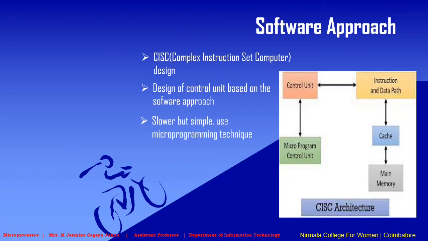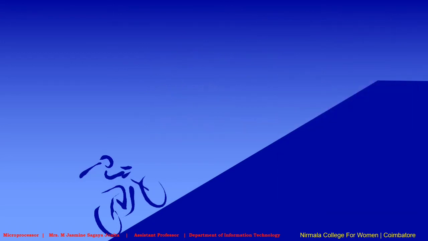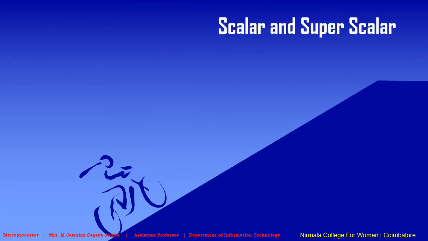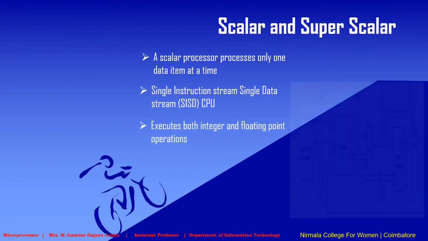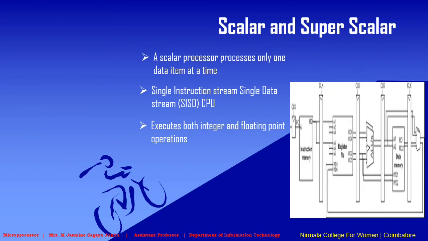Next is the scalar and superscalar processors. The scalar processor processes only one data at a time. It processes a single data at a time. The scalar is a single instruction, single data stream CPU. It executes integer and floating point operations. The superscalar contains multiple pipelines and executes more than one instruction per clock cycle.